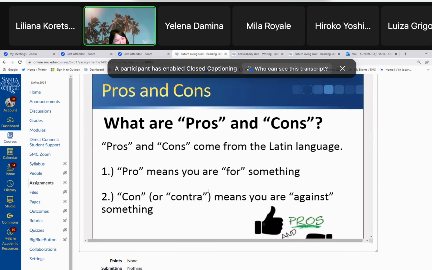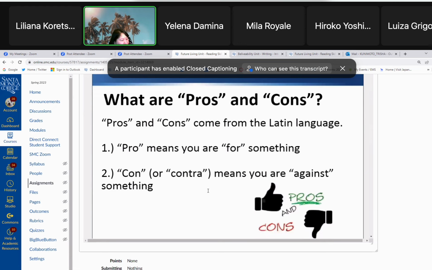So we have pros. Pro means you're for something. Con comes from the word contra, where it means you're against something. And so usually we can find this in certain readings about a controversial topic or just a topic in general. You can get a sense if somebody is supporting something or arguing against it.